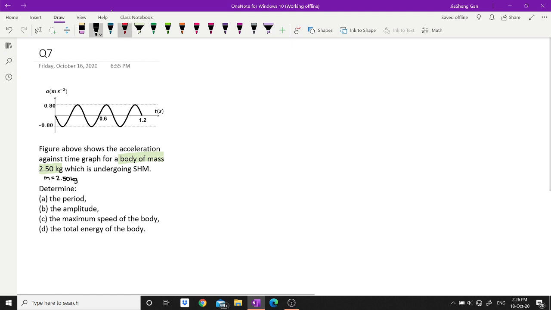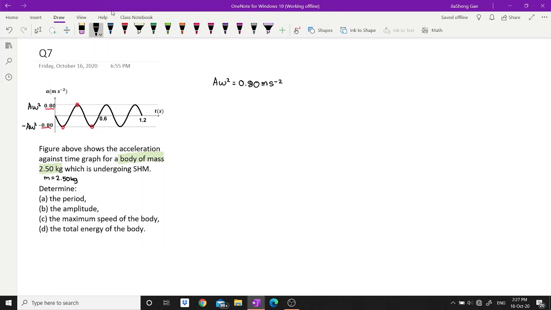So we learned from the previous video that the amplitude of this graph is given by these peaks over here. The amplitude of the graph is this value here. For the acceleration time graph, it's representing A omega square and negative A omega square. Knowing this information, we can write it down: A omega square equals 0.80, so it will be meter per second square.